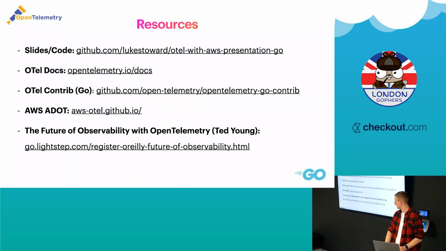Okay. To wrap up, here's some resources if you want to learn a bit more. My slides and the code, if you want to dig in to see how that's working. OpenTelemetry docs, the contrib libraries, ADOT, Amazon's own wrapper around the collector. This is a very useful book as well at the bottom: The Future of Observability from Lightstep by Ted Young, a useful resource.